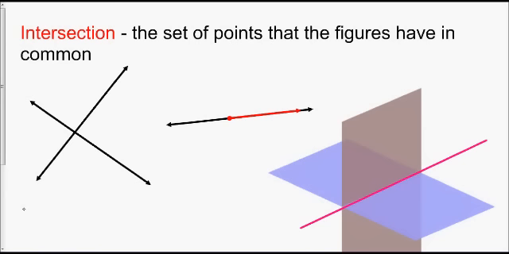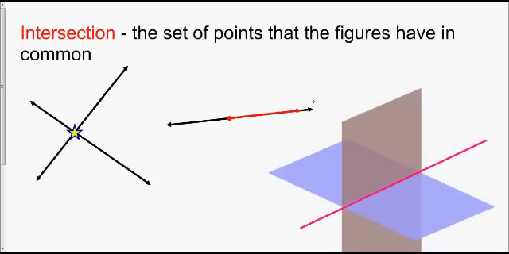Next up, we have the word intersection. An intersection is the set of points that the figures have in common. Right here you just have 2 crisscross lines, which is pretty common. And they intersect at this point right here. So this is our point of intersection at the star. It is 1 point. So an intersection could be 1 point, it could be many points.